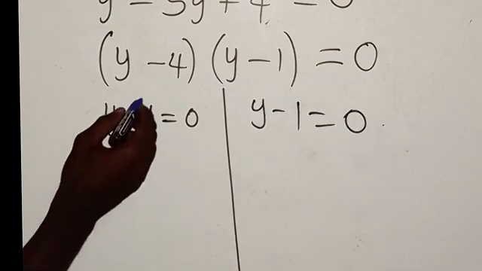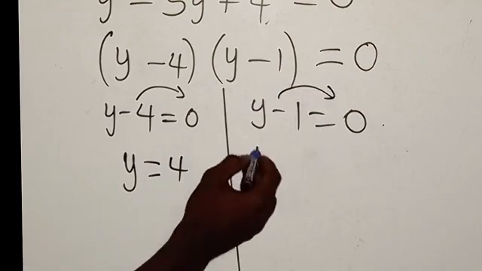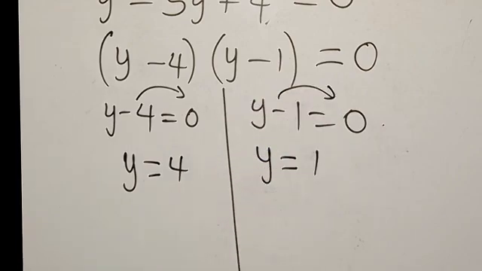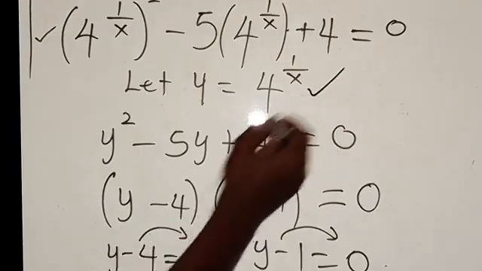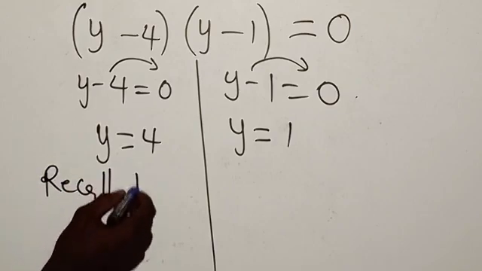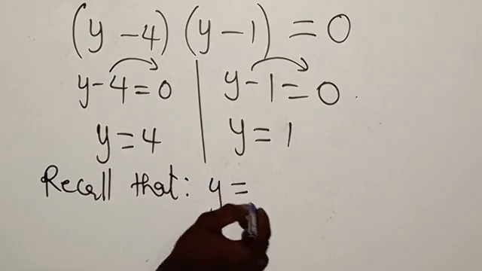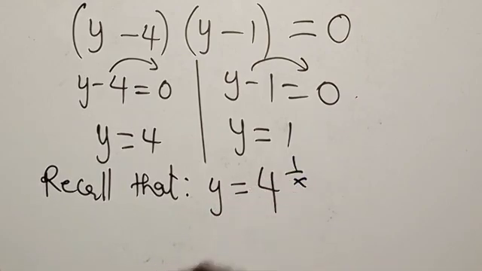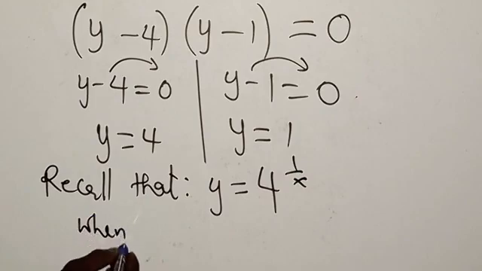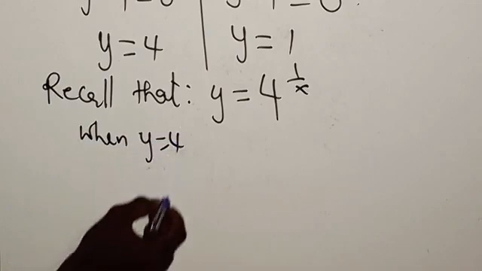So now from here, we are going to transpose this to this side. We have y equals 4. We transpose this to this side, we have y equals 1. But don't forget that we are not actually looking for the value of y. So y is just introduced here so that we can get the value of x. So we need to recall that y equals 4 to the power of 1 over x. So when y equals 4 here, so we have what?